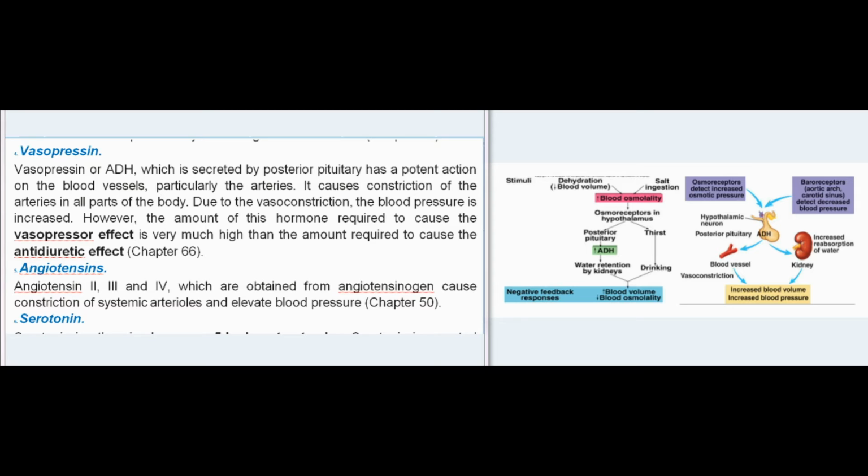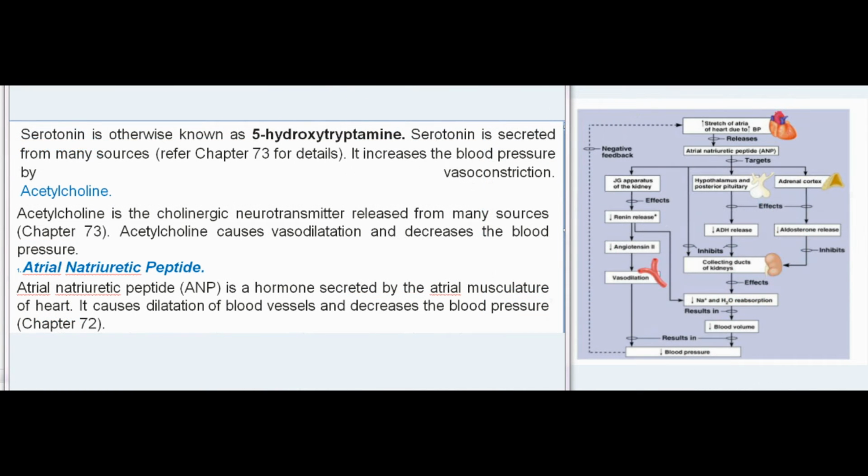Angiotensins. Angiotensin II, III, and IV, which are obtained from angiotensin I, cause constriction of systemic arterioles and elevate blood pressure, Chapter 50. Serotonin. Serotonin is otherwise known as 5-hydroxytryptamine. Serotonin is secreted from many sources, refer Chapter 73 for details. It increases the blood pressure by vasoconstriction. Acetylcholine. Acetylcholine is the cholinergic neurotransmitter released from many sources, Chapter 73. Acetylcholine causes vasodilatation and decreases the blood pressure.